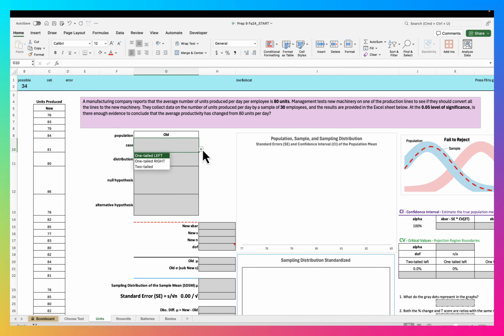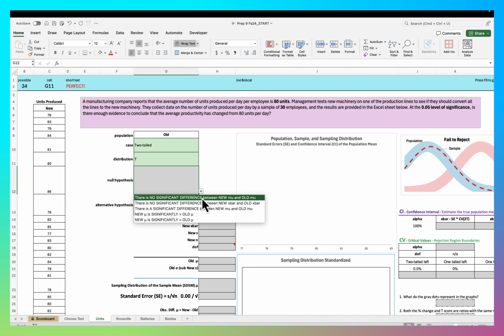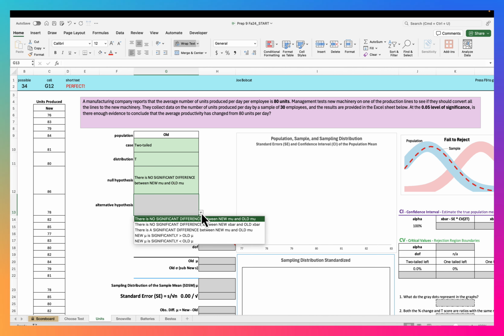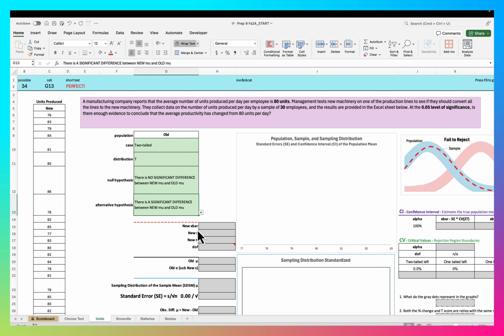So the case here, what we have to decide has changed. So all we're after is, has it changed? Changed means two-tailed, because we don't know if it's bigger or less. Distribution, I mentioned that all these problems are going to be t. The null hypothesis is that there's no significant difference, and the alternative hypothesis is that there is a significant difference.